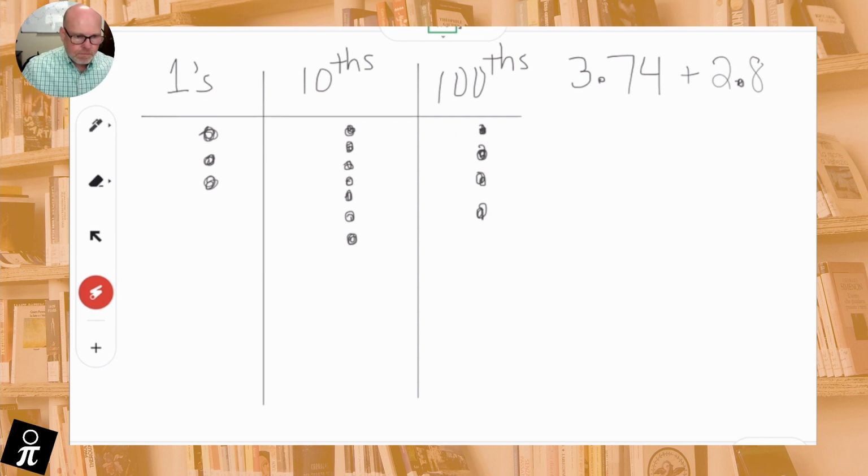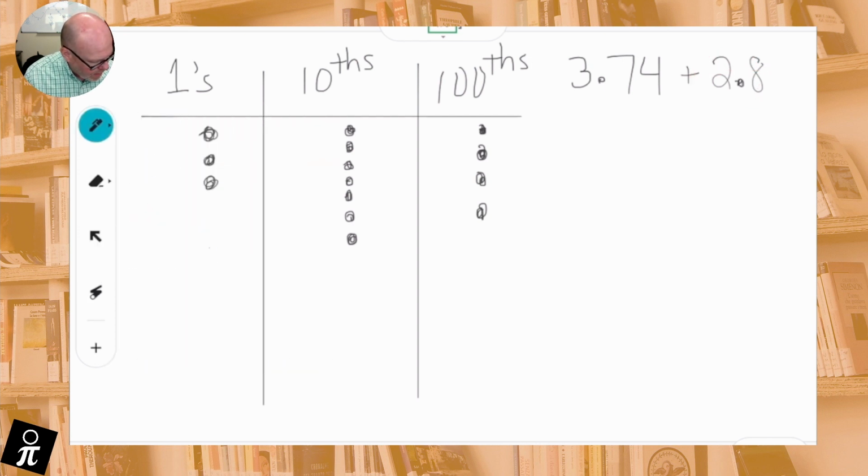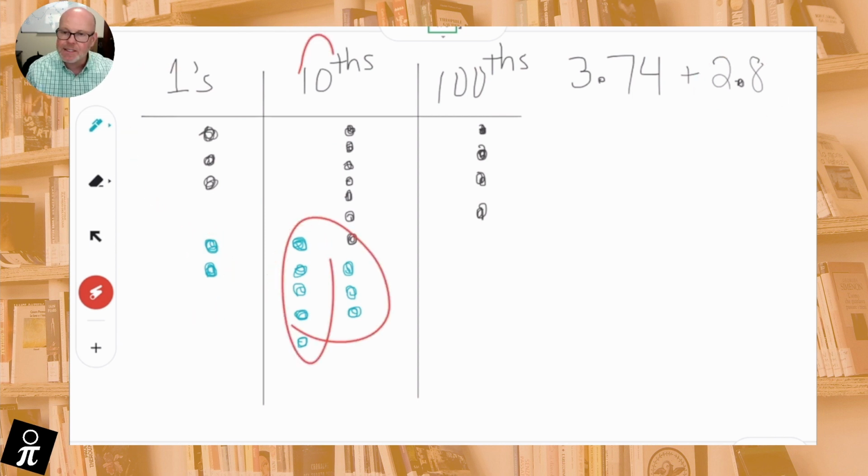Now let's model the 2.8. I'm going to do this in a different color just to be different. So here's my 2 and then 8. It doesn't really matter where I put it. 1, 2, 3, 4, 5, 6, 7, 8. So there is my 2.8. So 3.74 is in black, and then 2.8 is 2 whole numbers and then 8 tenths.